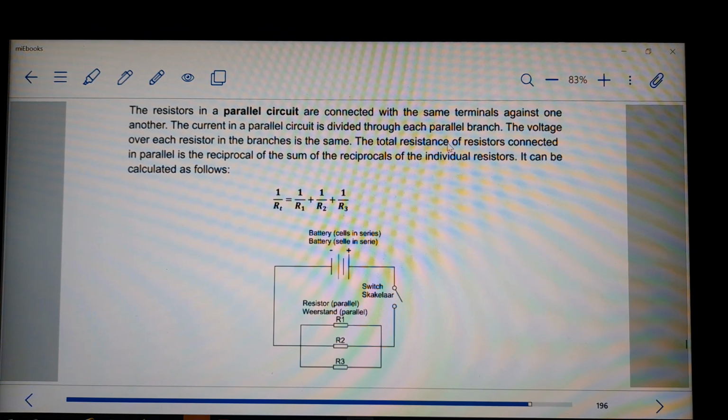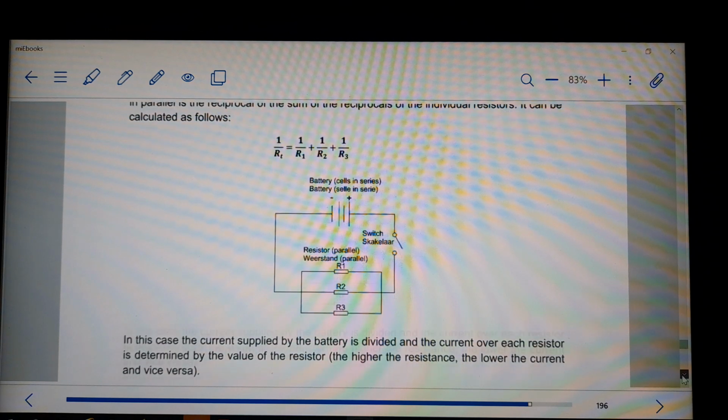The total resistance of the resistors connected in parallel is the reciprocal. Okay, reciprocal means 1 over something. It is the reciprocal of the sum of the reciprocals of the individual resistors. It can be calculated as follows. So this is the formula to calculate the total resistance of the parallel circuit. Remember, resistance is measured in ohms.